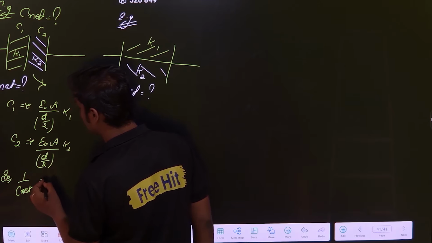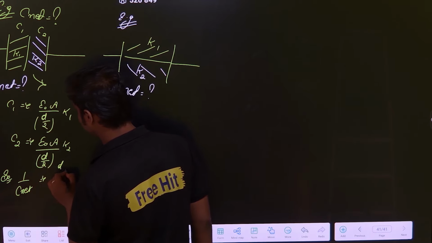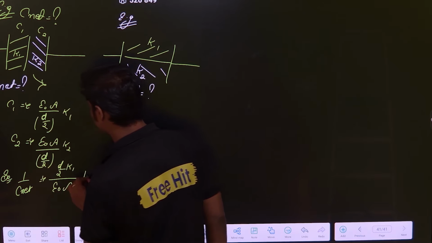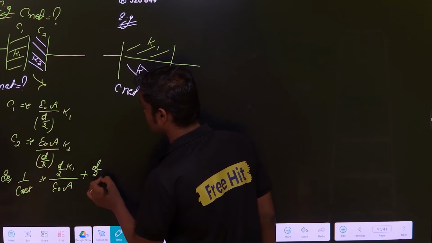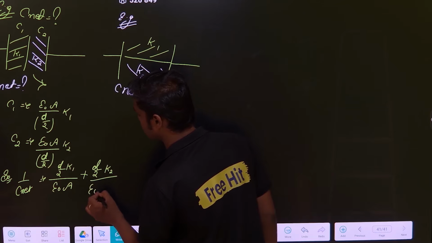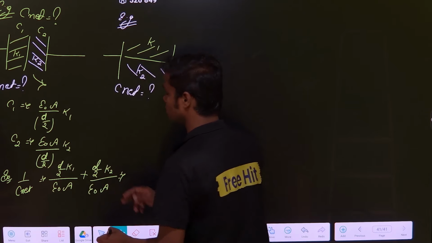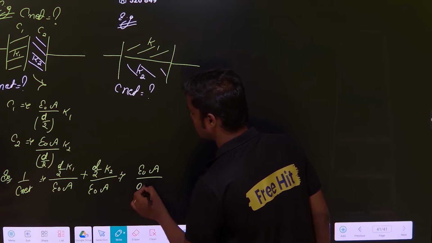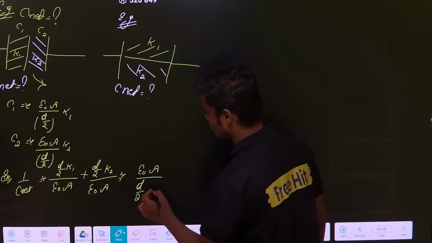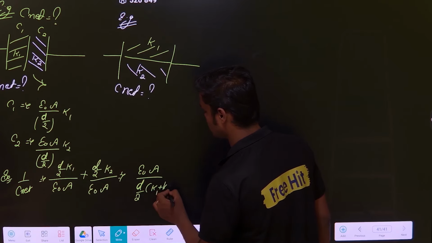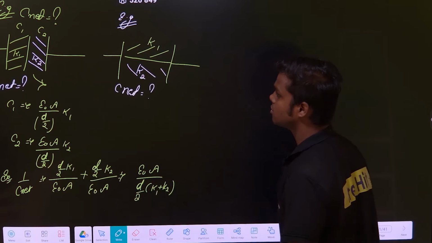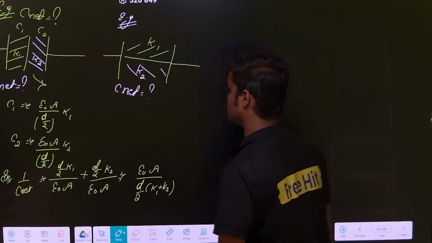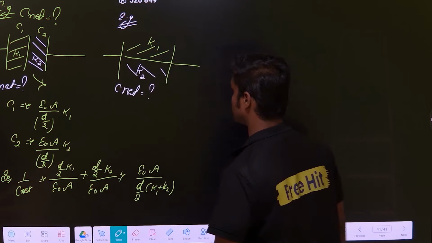C net is equal to 1 upon C1, that is D by 2 into K1 divided by epsilon naught into A, plus D by 2 into K2 divided by epsilon naught into A. So from here you can get C net. C net will be epsilon naught A by D by 2 bracket K1 plus K2. Simple. Clear? So you can get one observation: in series, K1 and K2 will be added up together. Now here they are connected in parallel, correct?